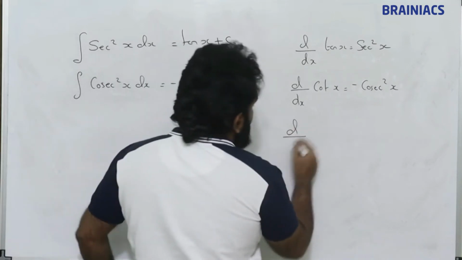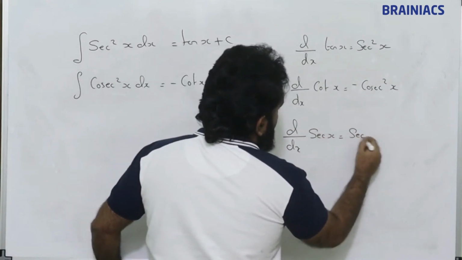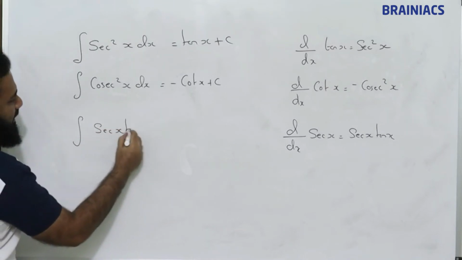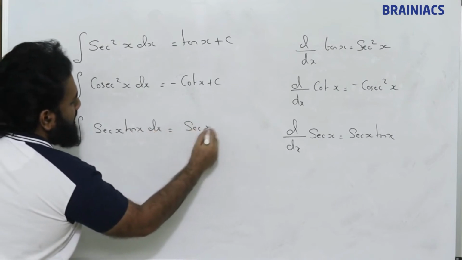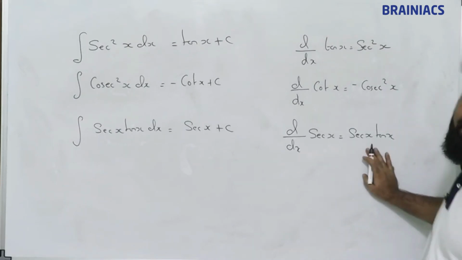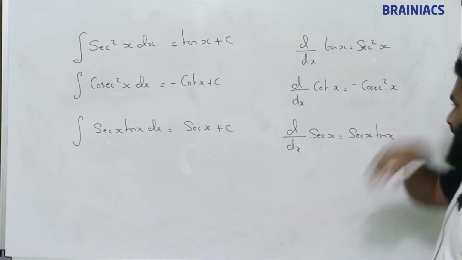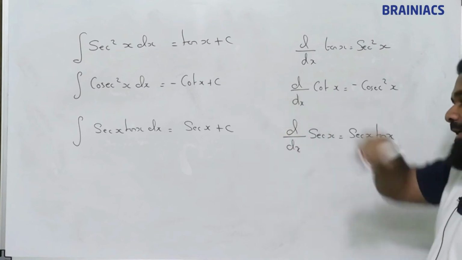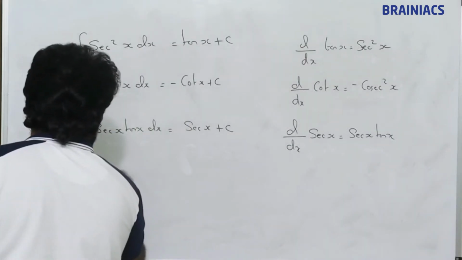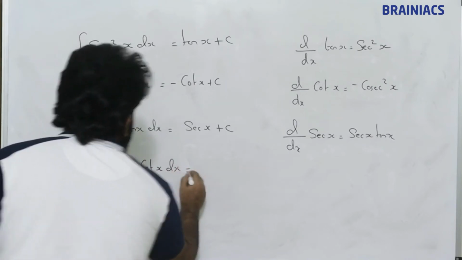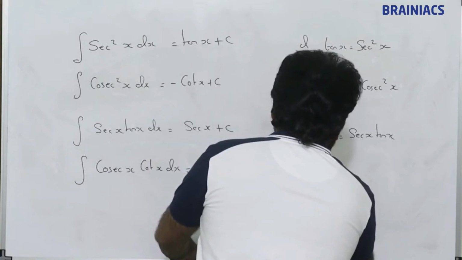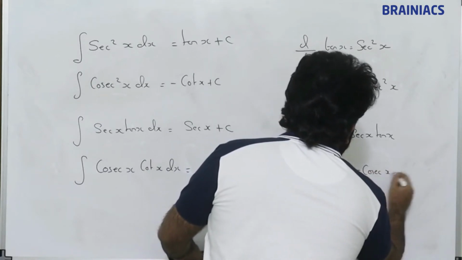Then do you remember d by dx of sec x was sec x tan x? So same way here also, integration of sec x tan x dx will be equal to sec x plus c. So integration of sec x is what? Sec x, and sec x tan x. So from here we will be able to get this. Remember, integration of sec x tan x will give us sec x plus c. Same way here, if we integrate cosec x cot x dx, it is nothing but minus cosec x plus c. d by dx of cosec x was minus cosec x cot x.